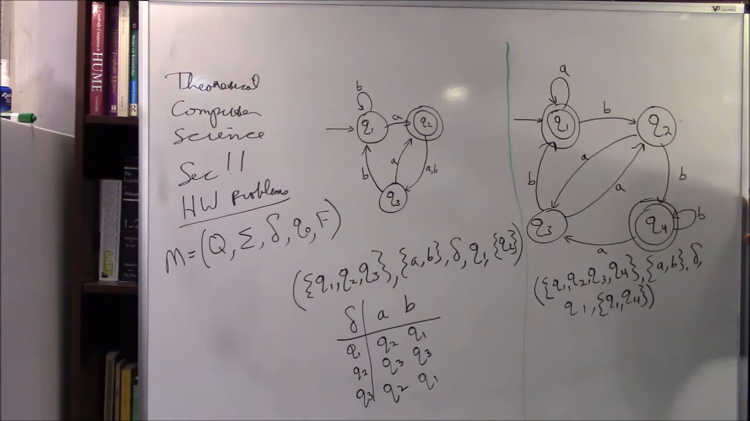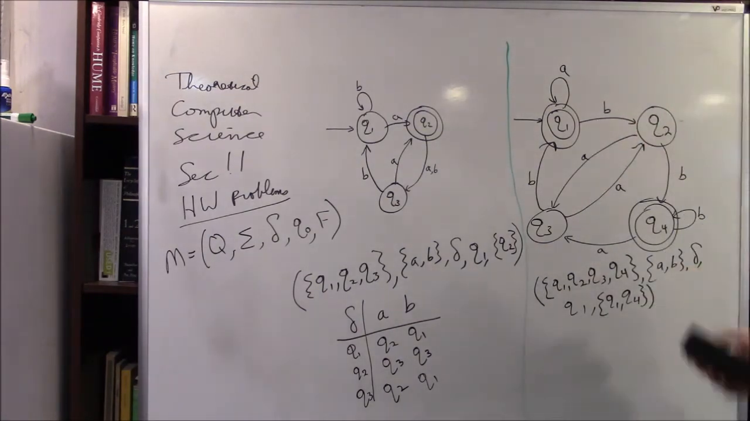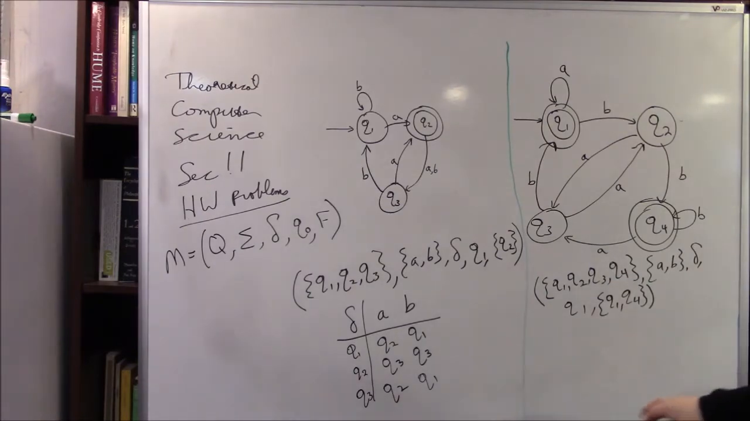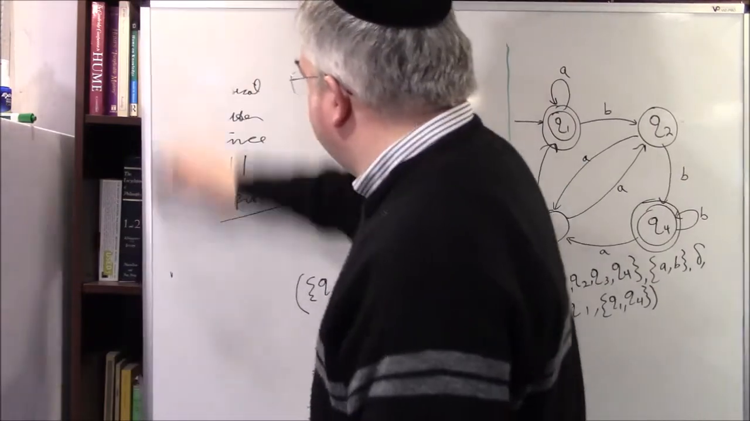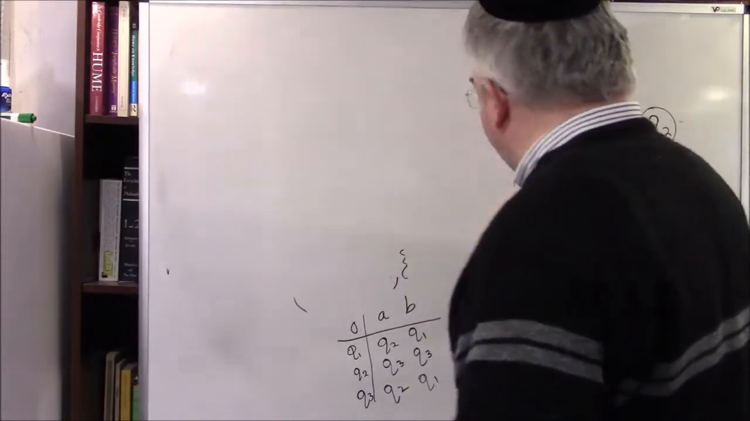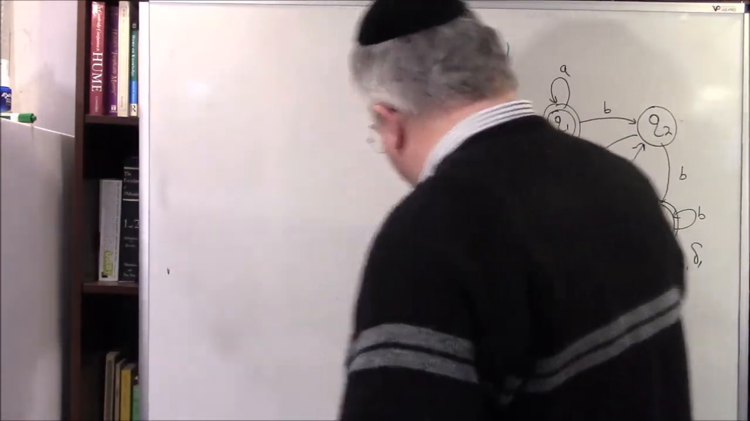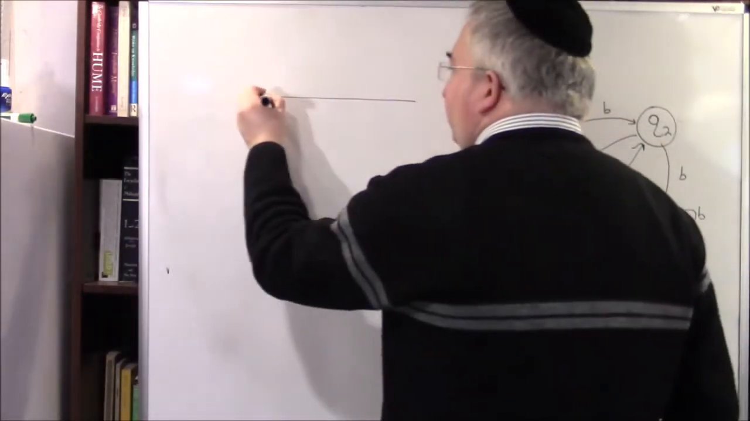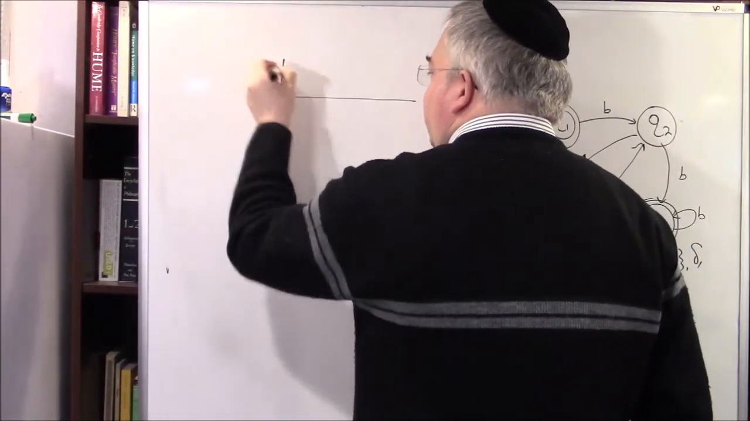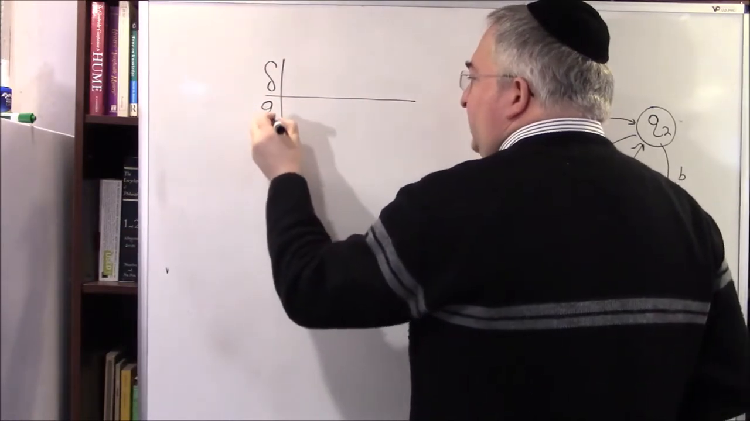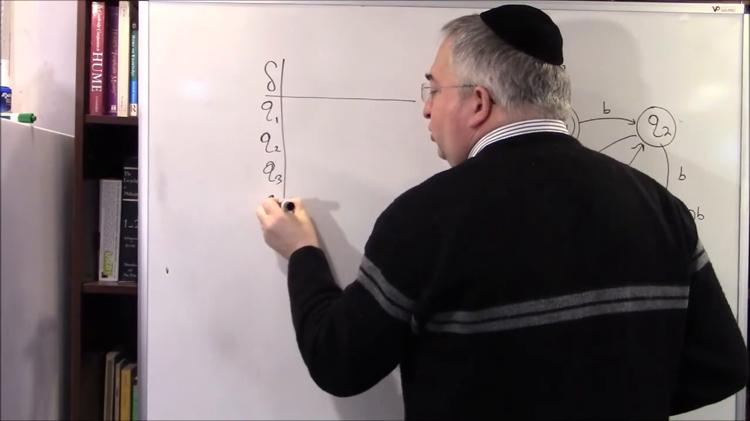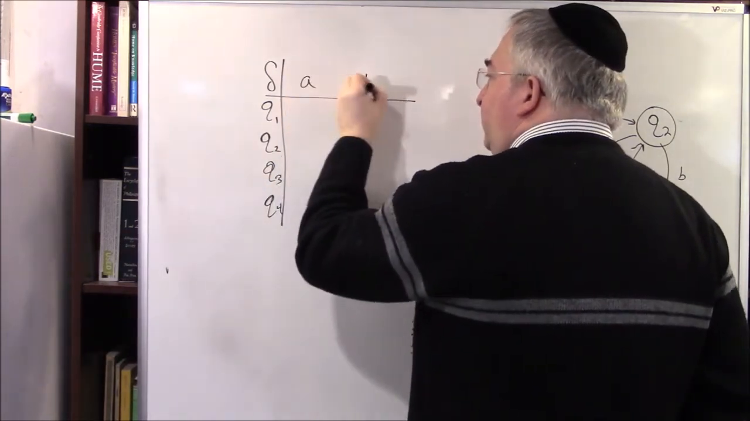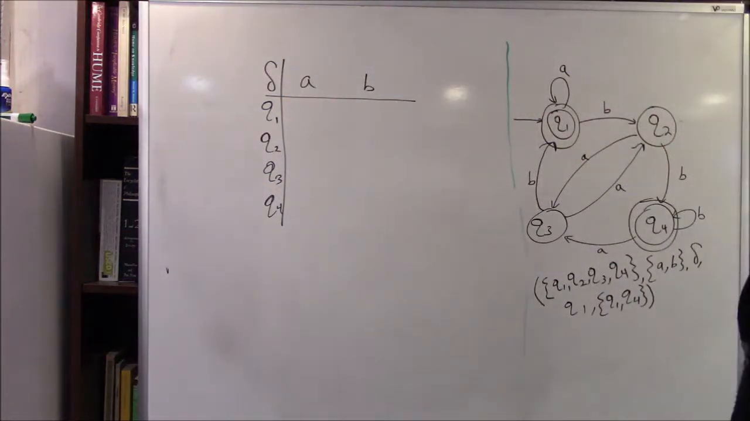Okay. Now we just have to write the transition function. I don't have enough room to do it here, so I'm going to do it here. Let's do it carefully. This is the transition function. We have possible states Q1, Q2, Q3, Q4, A and B. And let's just do it.